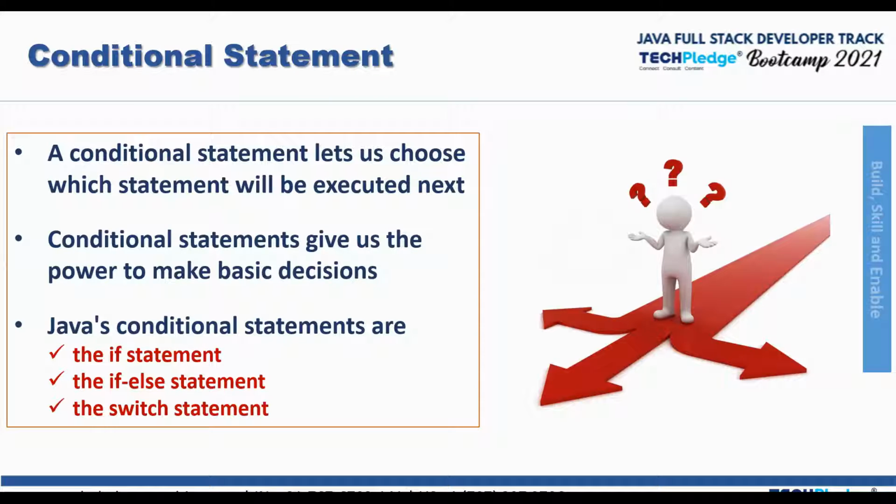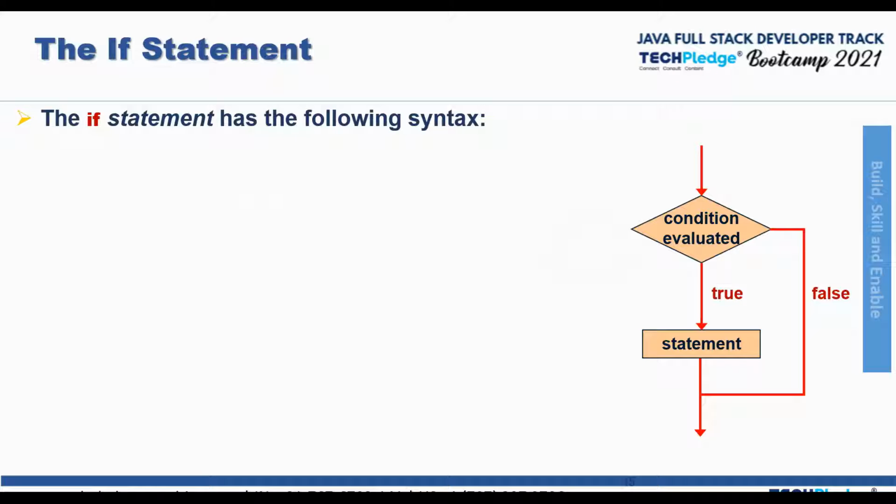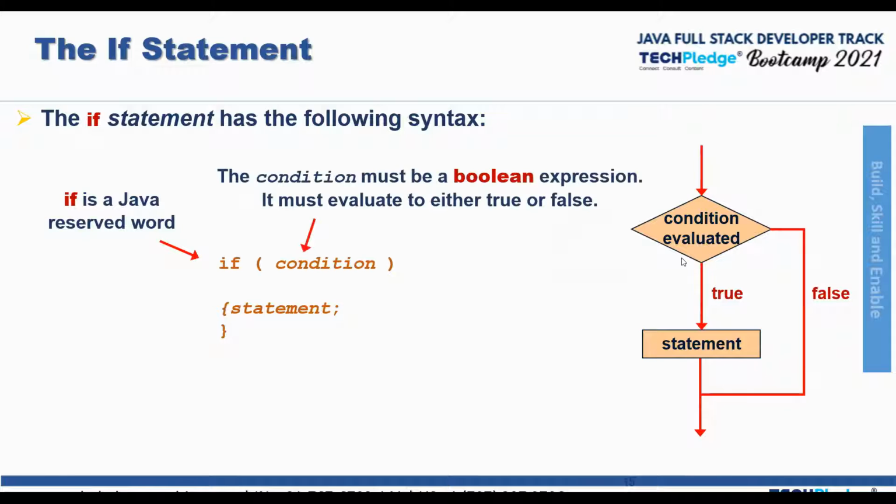It has three criteria. One is the if statement, then the if else statement, and finally the switch and break statement. So first of all, let's get into the if statement. Now you can see here the entire algorithm is explained. First of all, we give a condition.